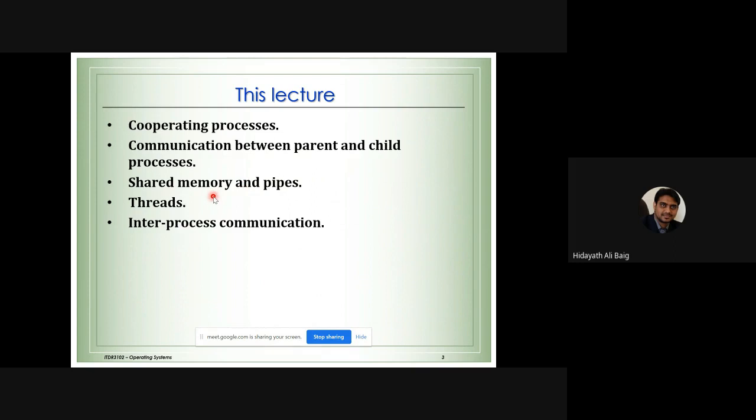Another way of data sharing is threads. Here we are going to see some Java examples of threads. And there is another way of data sharing with the help of inter-process communication using a message passing system. I will tell you about that at the end of the lecture. So most of the concepts about how processes communicate and share data between them, we are going to understand.